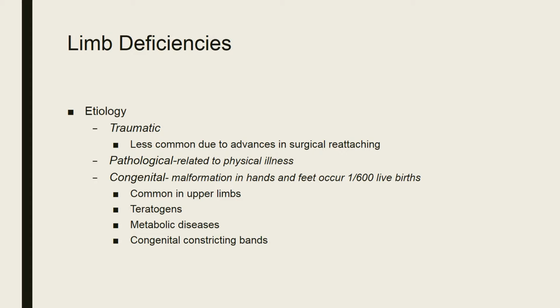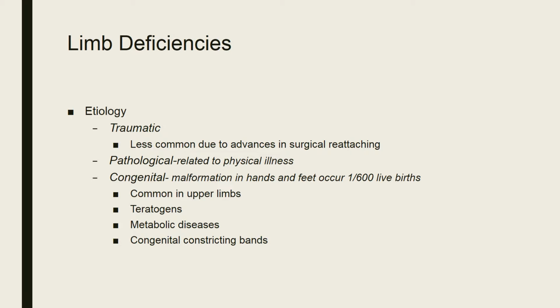Teratogens can be a cause of a limb deficiency, particularly if the mother is using drugs or is exposed to certain viruses in utero, that can sometimes cause malformation of a limb as the child is developing. If the mother has a metabolic disease as that child is developing, such as diabetes, something along those lines, there's a higher incidence of limb deficiencies as well.